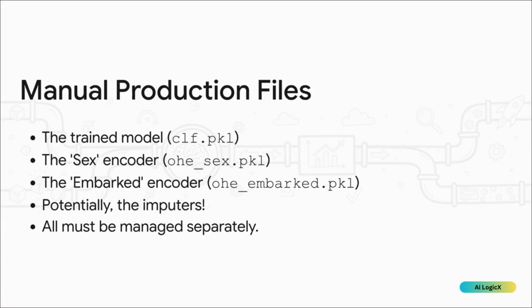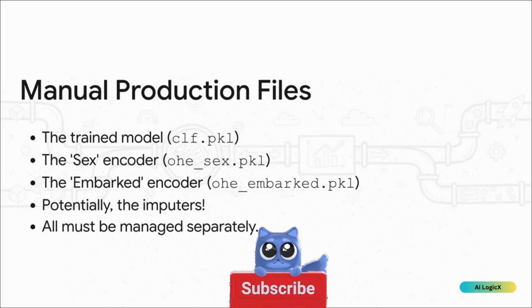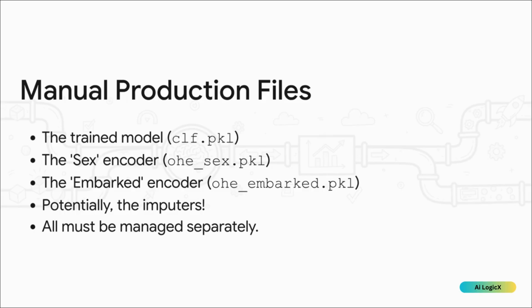And what do you get for all that work? This, a total mess of files. You don't just have your one trained model file. No, you also have a separate file for the sex encoder, another one for the embarked encoder, and maybe even more for the data imputers. Each of these little files, these artifacts, has to be saved, versioned, and loaded perfectly, in the right order, in production. It's not just messy, it's incredibly fragile.